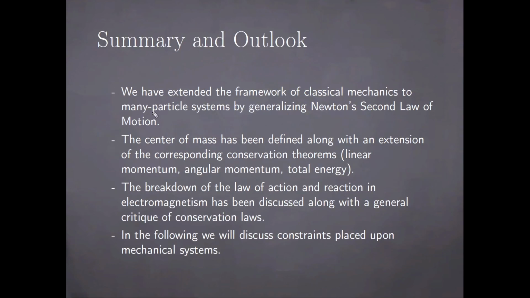In summary, in this video we have extended the framework of classical mechanics to many particle systems by generalizing Newton's second law of motion. The center of mass has been defined along with an extension of the corresponding conservation theorems for linear momentum, angular momentum, and total energy. The breakdown of the law of action and reaction in electromagnetism has been discussed along with a general critique of conservation laws. In the following, we will discuss constraints placed upon mechanical systems.